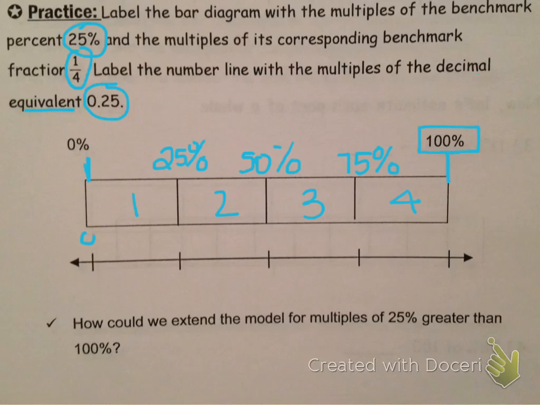So again, we start at 0. Then 1/4, we broke it up into 4 parts. So this first part is 1/4. The second part is 2/4, which simplifies down to 1/2. This is half of the bar. And then whenever we go again and we have 3 parts, that's 3 out of 4. And then of course 4/4 is equal to 1. And those are our multiples of the fraction 1/4.